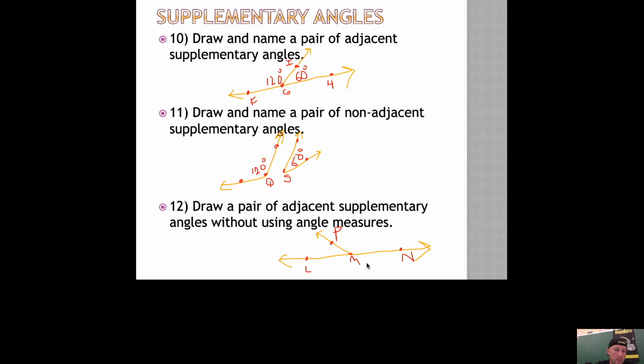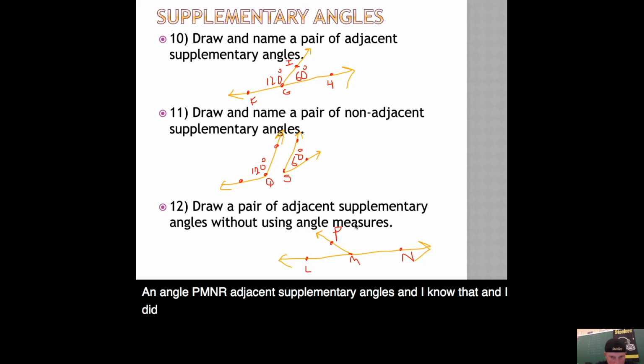Angle LMP and angle PMN are adjacent supplementary angles. And I know that, and I did not use any angle measures at all.